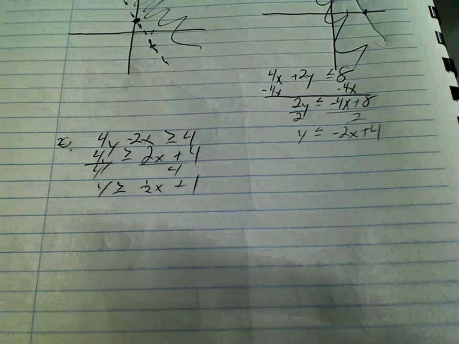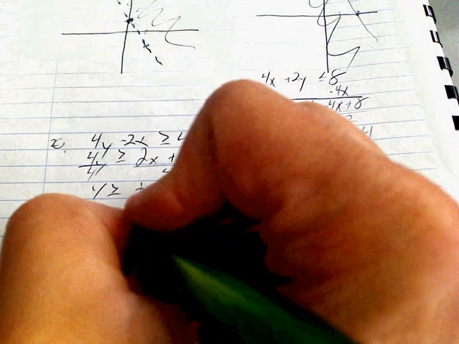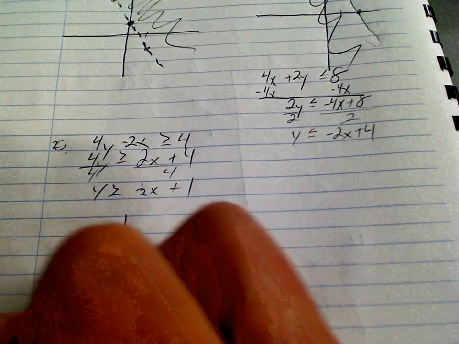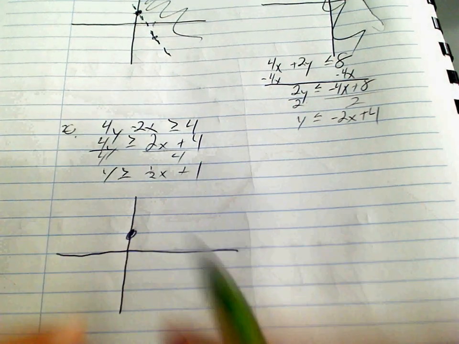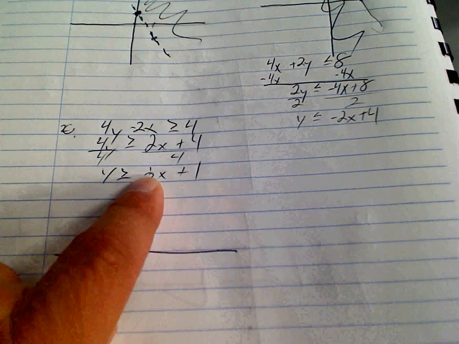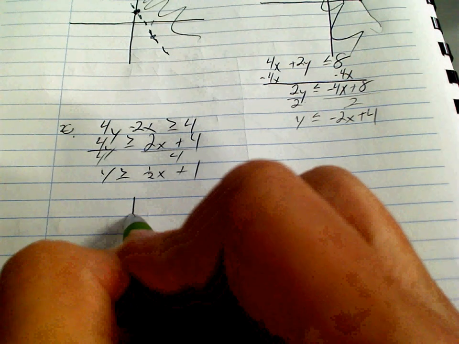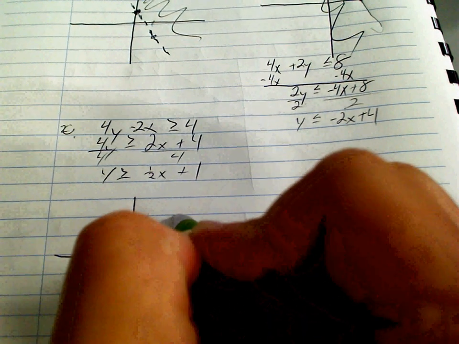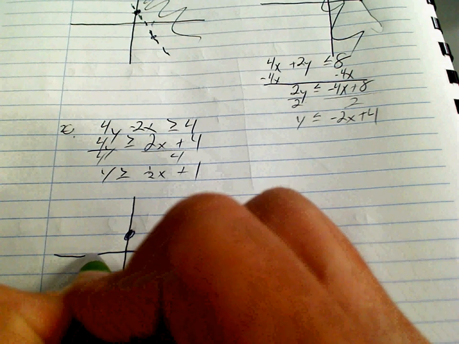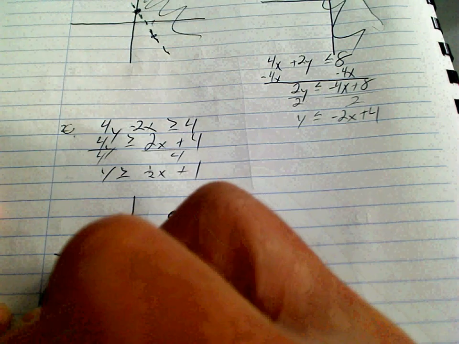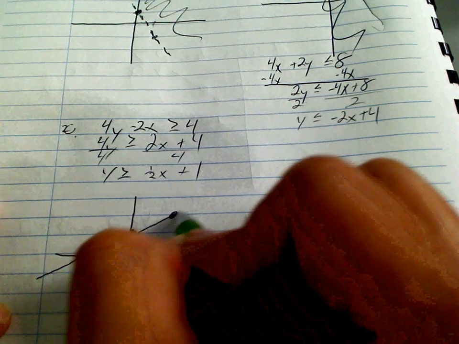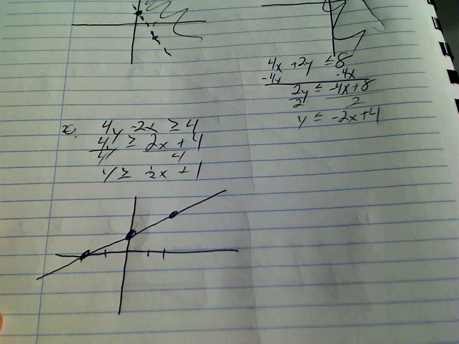So that on a coordinate plane looks like a y-intercept of 1 and a slope of 1/2, so it means rise 1, run 2. Rise 1, run 2. That is also solid. What were we shading at? Above.